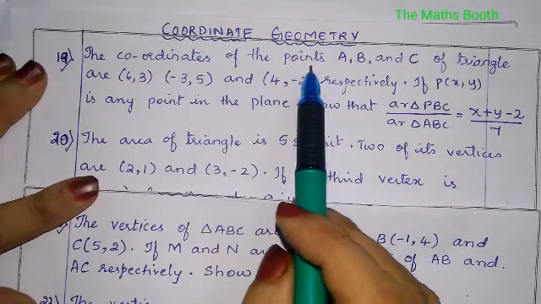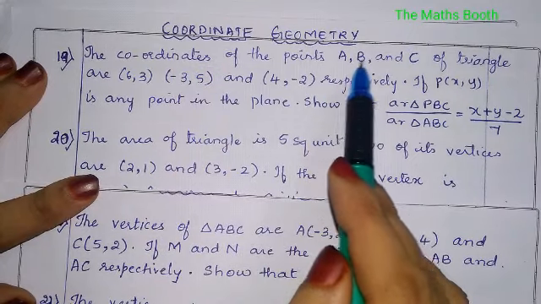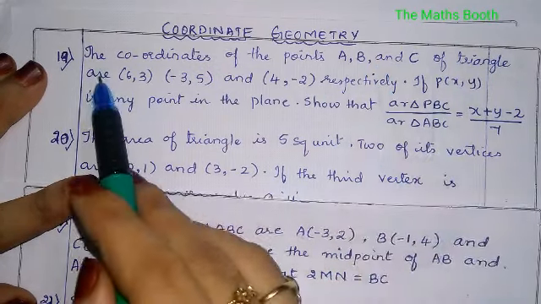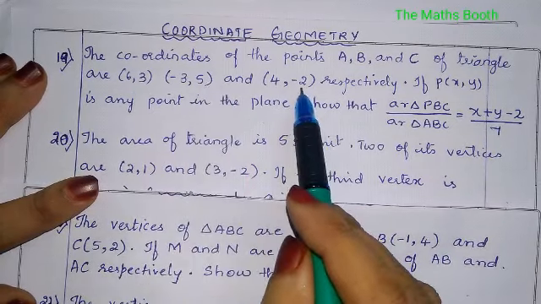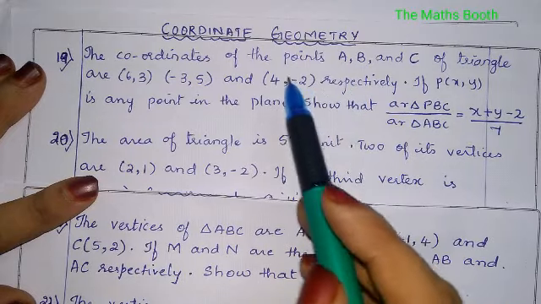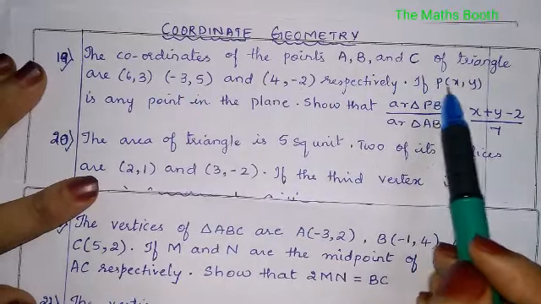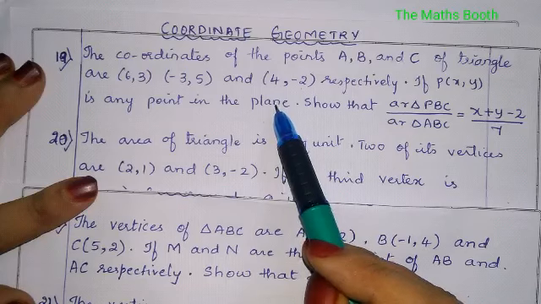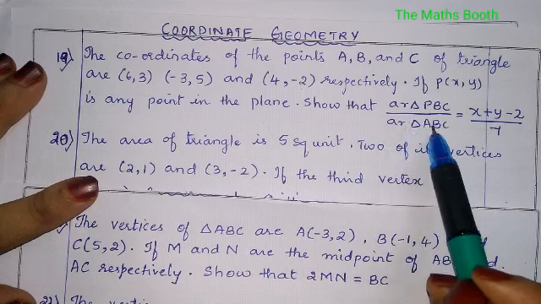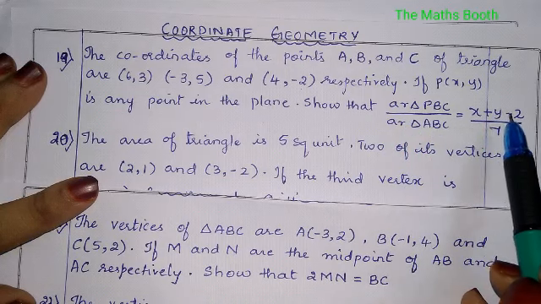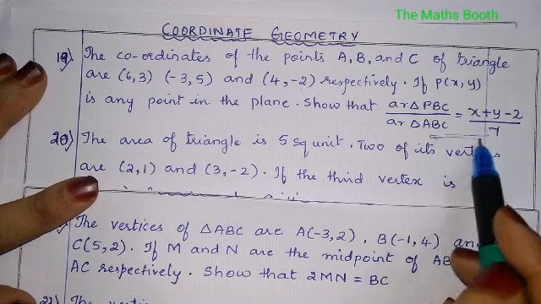The coordinates of the points. So question number 19 is: the coordinates of the points A, B, C of a triangle are (6, 3), (-3, 5) and (4, -2) respectively. So what they have given here, the coordinates of points A, B, C of a triangle. If P(x, y) is any point in the plane, show that area of triangle PBC upon area of triangle ABC is equal to (x + y - 2) upon 7. This we have to prove. Okay, so let us solve.